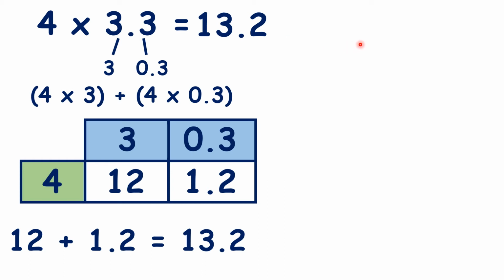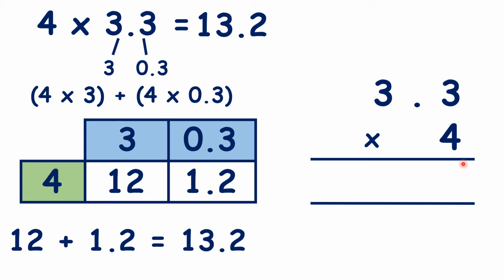But we can also use the column method to multiply decimals. We have 3.3 times 4. Now this isn't how we're used to setting out column multiplication. Usually we have the larger number on top, but that's only because with whole numbers, the larger number has more digits. 3.3 is a 2-digit number, and 4 is only a single-digit number, so here it makes sense to have 3.3 as our top number. You might also notice that the place values are not lined up.